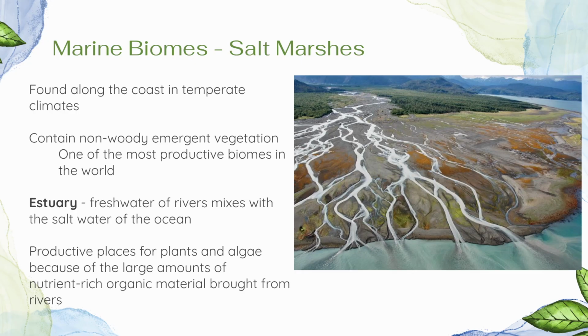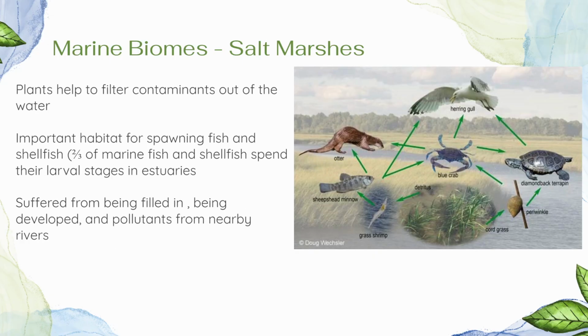Now we'll move on to marine biomes, starting with salt marshes. They are found along coastlines in temperate climates and are one of the most productive biomes in the world. An estuary is a special type of salt marsh where the fresh water from rivers mixes with the salt water of the ocean. These are very productive for plants and algae because of the large amount of nutrient rich organic material that rivers bring. The plants in salt marshes help to filter contaminants out of the water.